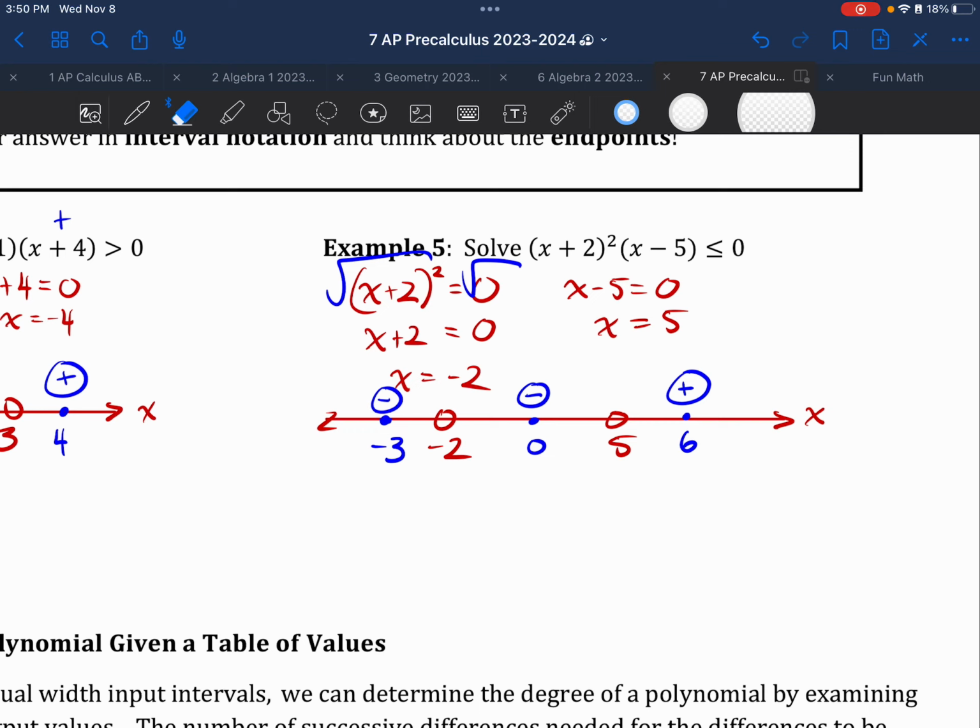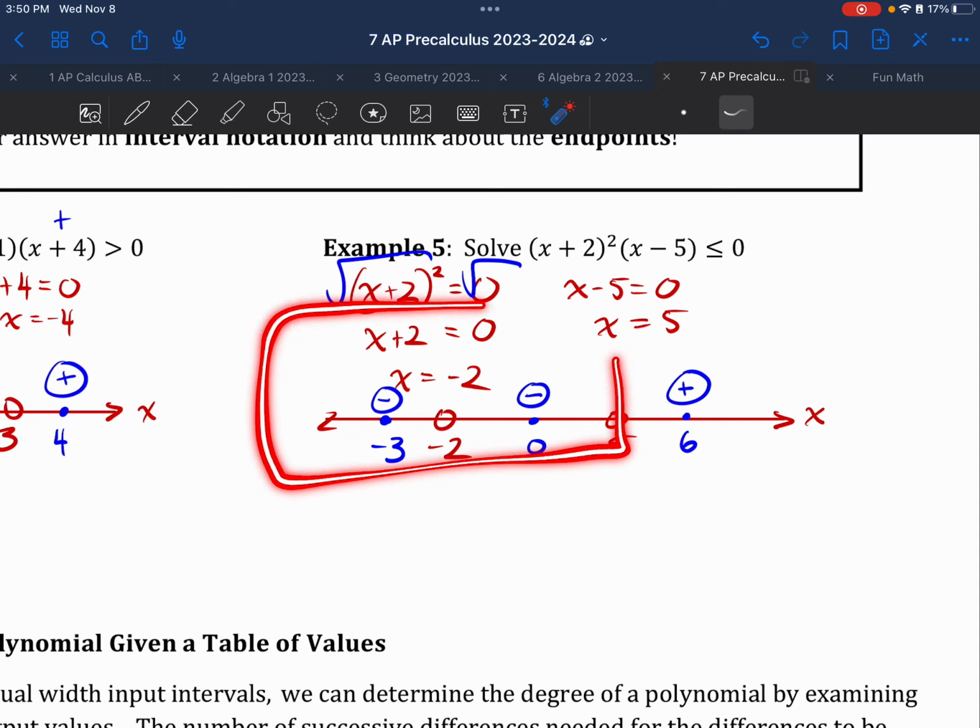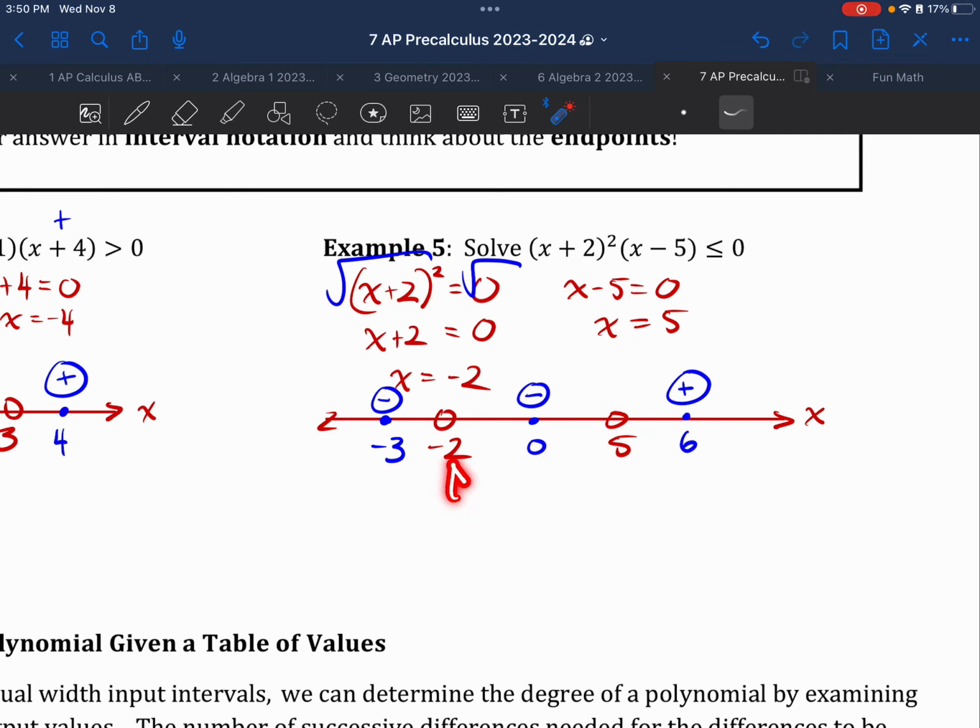So now we need to interpret the sign chart. We were asked, where are we less than or equal to 0? So it's including these gatekeepers. Well, I'm less than or equal to 0 everywhere right here. I'm equal to 0 there, I'm equal to 0 there, and I'm equal to 0 here, and I'm also below here. So it's everything to the left of 5. The way that we write that is you say between negative infinity and 5.